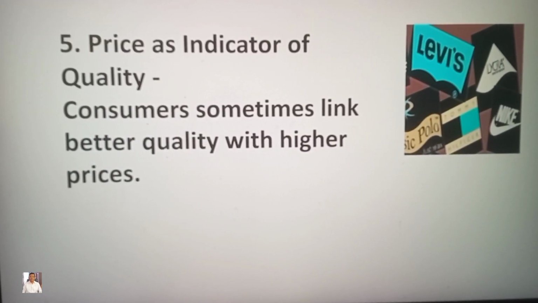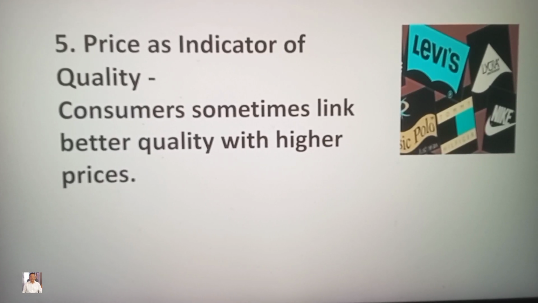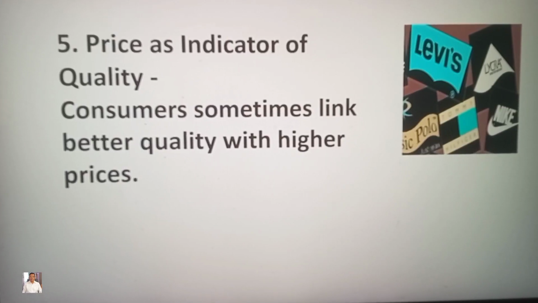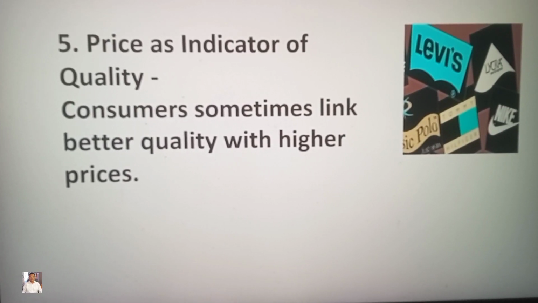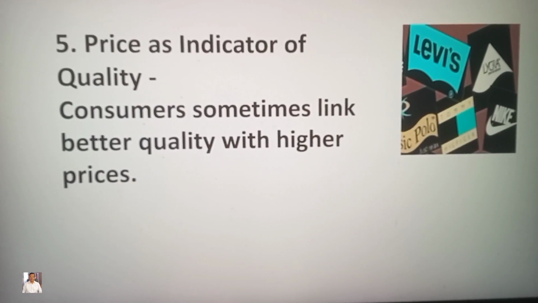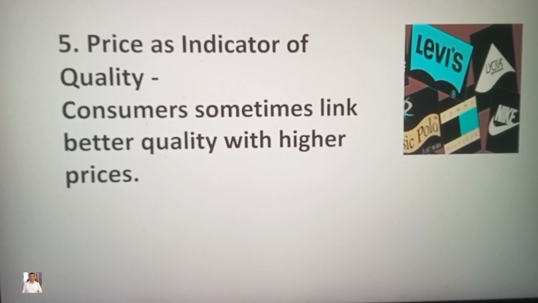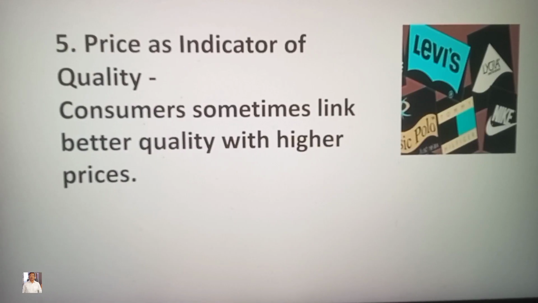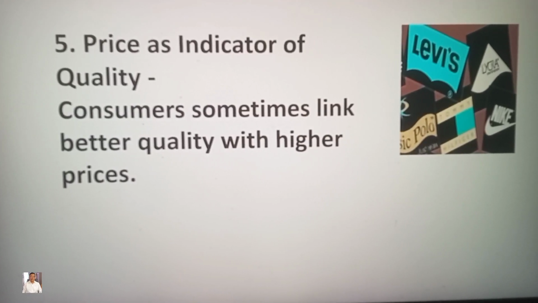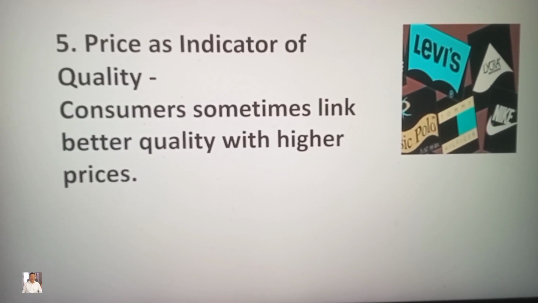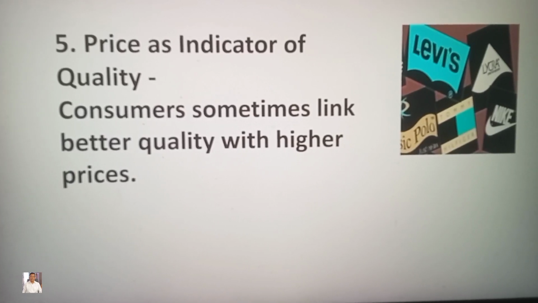Price as indicator of quality. Consumers sometimes link better quality with higher prices. When costs climb, especially for branded or foreign products, this view can generate more demand. For instance, a customer deciding on a more expensive skincare product, thinking it must be more effective even if a less expensive substitute is available.